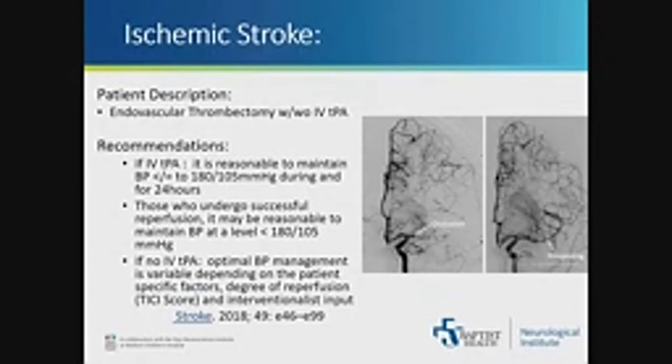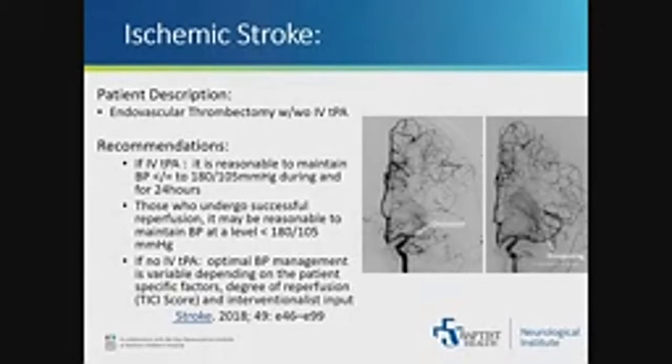So there are 2 studies, trials in regards to thrombectomies. They didn't actually look at the blood pressure management in thrombectomies. However, they did examine thrombectomies and timeframes and other things.